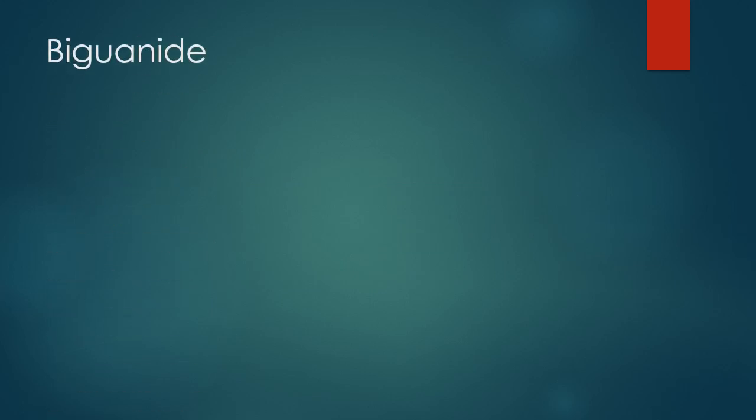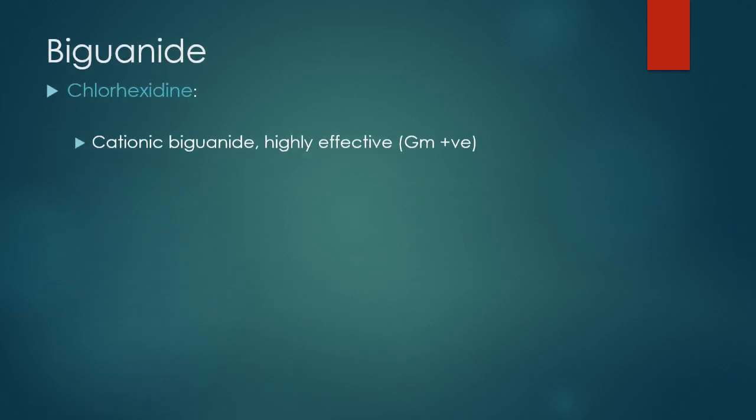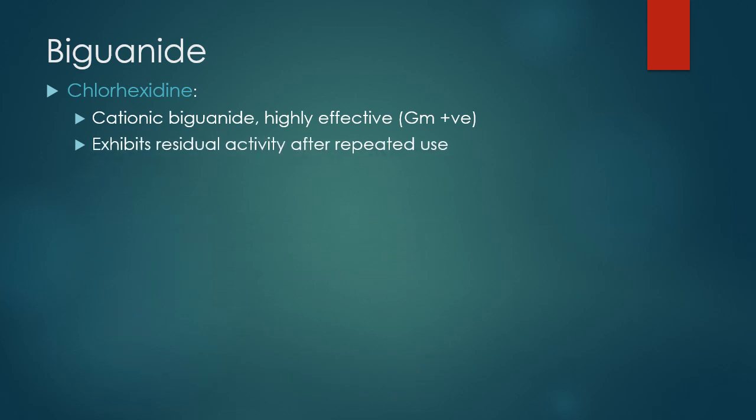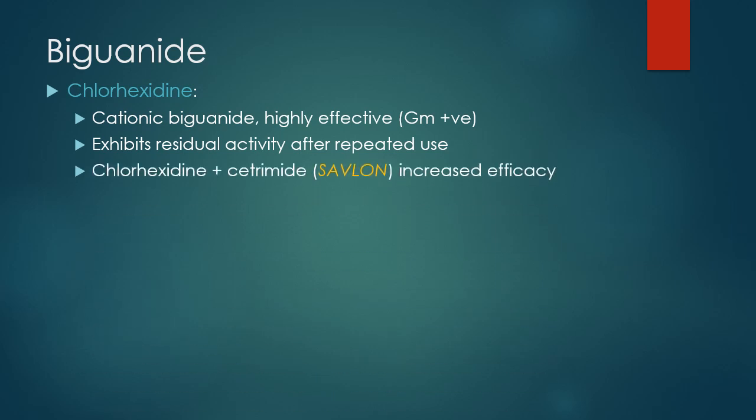In the biguanide group, chlorhexidine. Chlorhexidine is very much effective against gram-positive organisms, like hexachlorophene. It exhibits residual activity after repeated use. Its combination with cetrimide is the popular brand name Savlon that has increased efficacy against microorganisms.